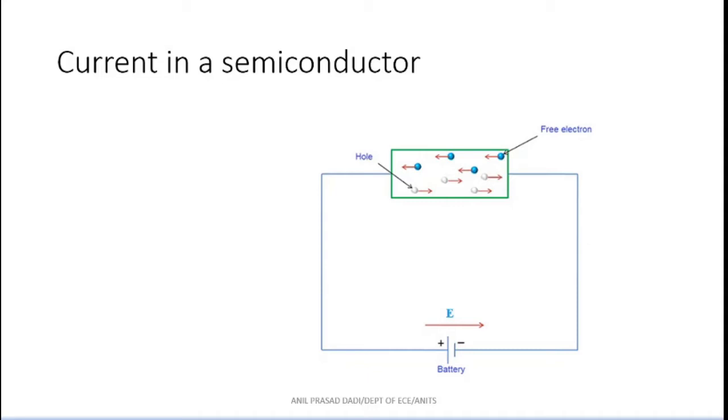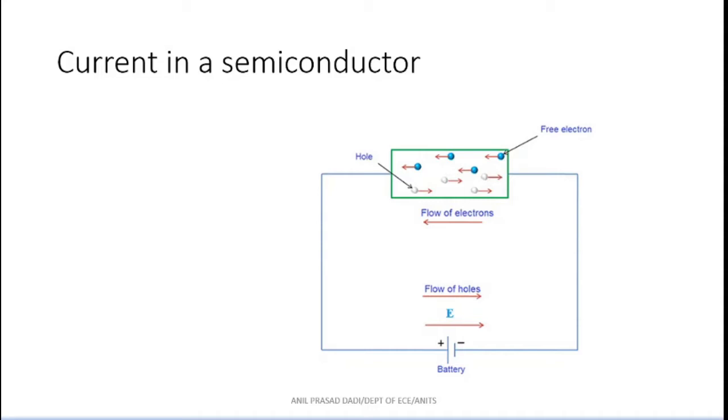When the electric field is from left to right, my electron movement will be from right to left. My electron movement will always be in the direction opposite to that of the electric field. So what is the direction of my holes? In the direction of the electric field. So electron direction will be opposite to the electric field, and hole direction will be the same as the electric field.